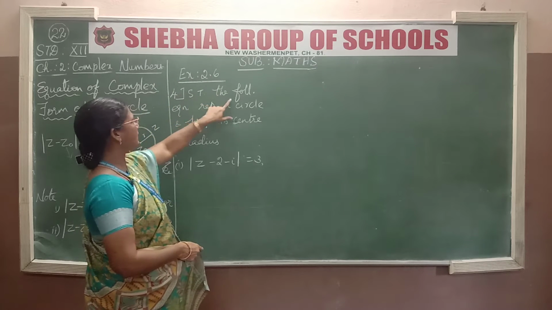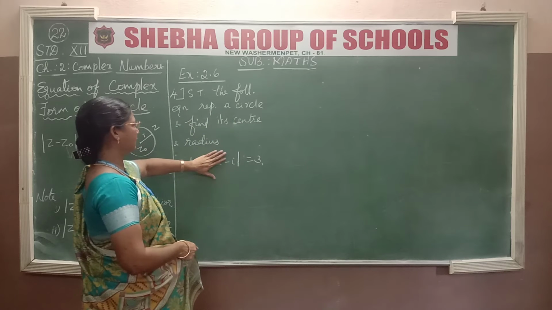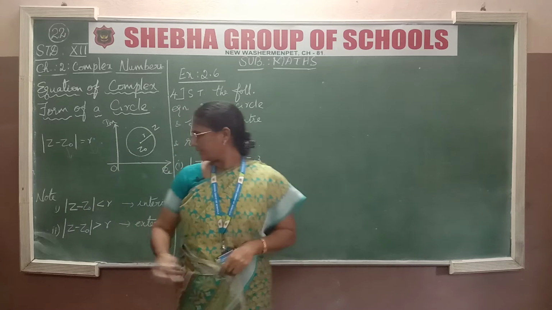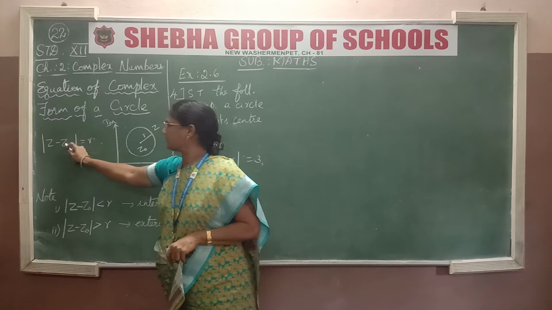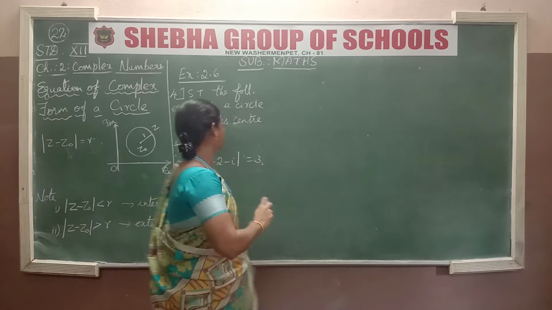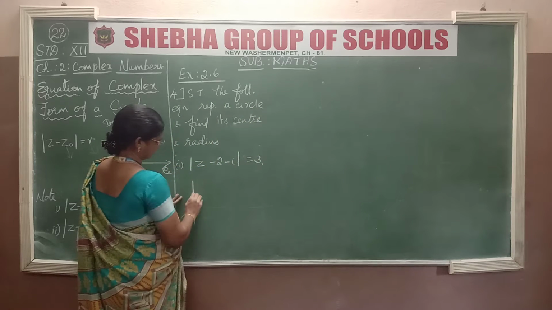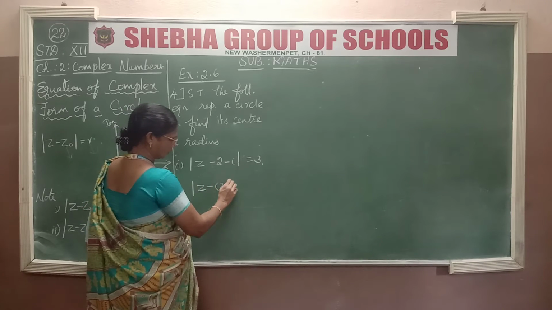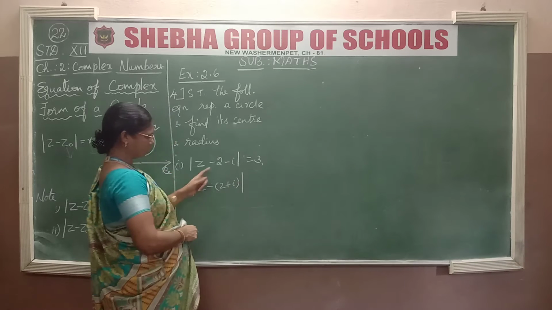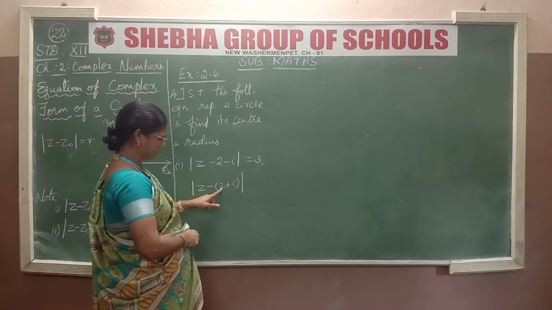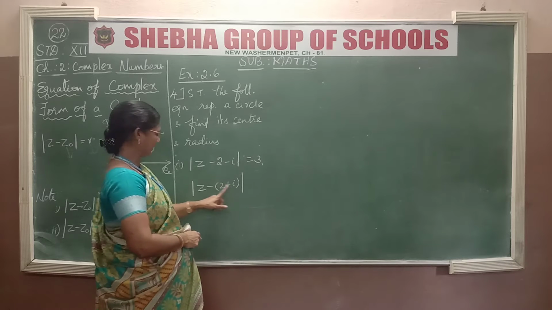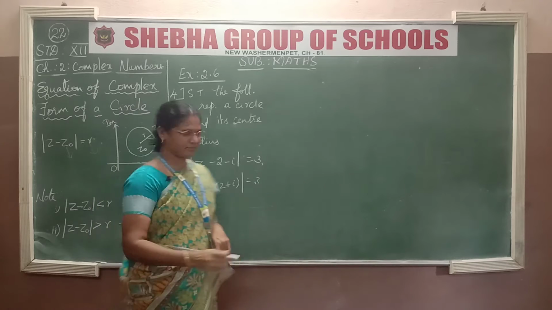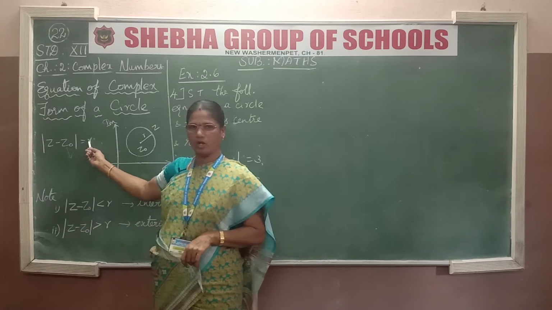Fourth one is show that the following equation represents a circle and find its center and radius. First we have to form it in the form of modulus z minus z naught equal to r. So that is modulus z minus, so taking minus outside, inside we get 2 plus i, isn't it? So signs are changed, minus 2 becomes plus 2 and minus i becomes plus i. So modulus of z minus 2 plus i equal to 3. And this is of the form modulus z minus z naught equal to r, isn't it?